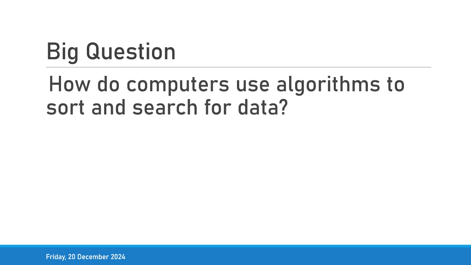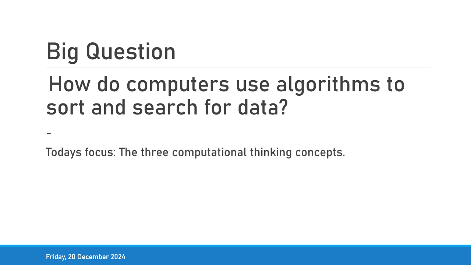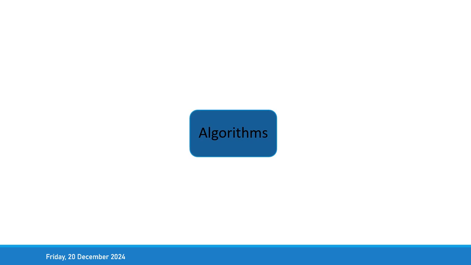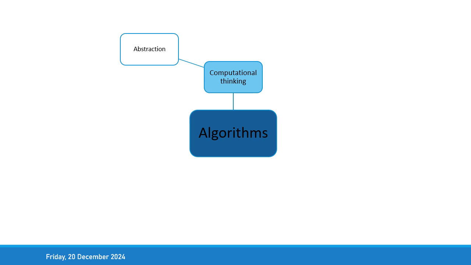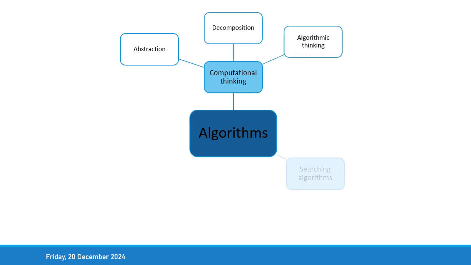Hiya Nines. So in this, our first lesson of our algorithms module, our big question is how do computers use algorithms to sort and search for data? Today we're going to be talking about the three computational thinking concepts. In actual fact, I'm going to take you through everything that we're going to do in this unit of work. Today we're going to talk about computational thinking and in particular abstraction, decomposition, and algorithmic thinking.